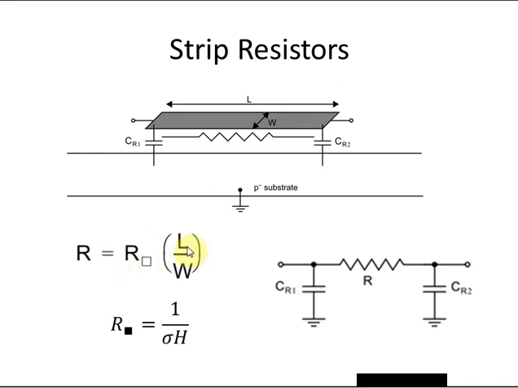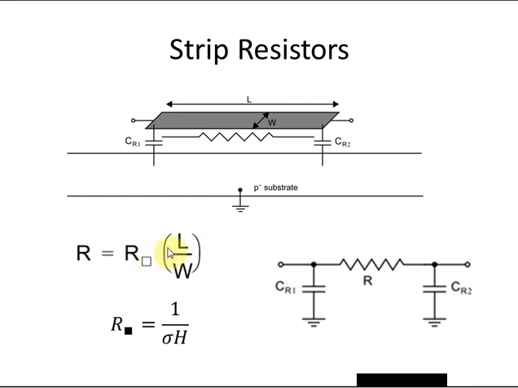R square is where this sort of notation comes from. You can think of L over W as being the length of the strip normalized to its width, or in other terms, you could chop up this strip into a bunch of squares stacked next to each other. The number of squares that you can draw from one end of this strip to the other is given by this ratio, L over W. So you can think of that strip as being L over W squares long, and its total resistance then being L over W, the number of squares, times this constant R square.